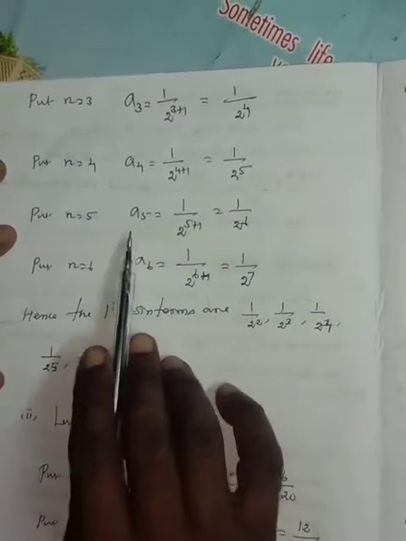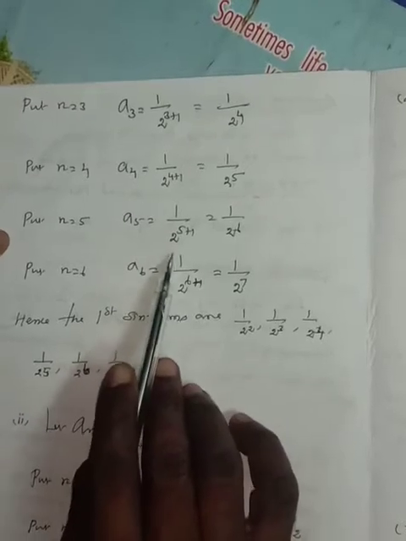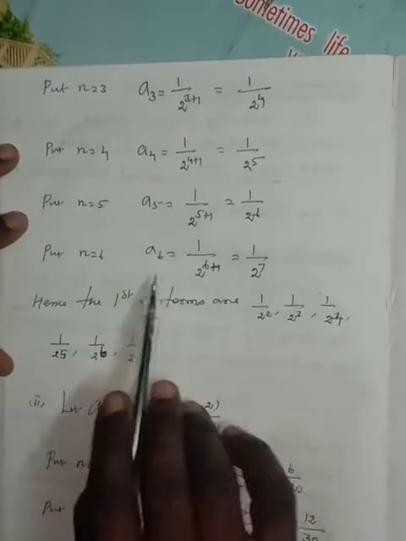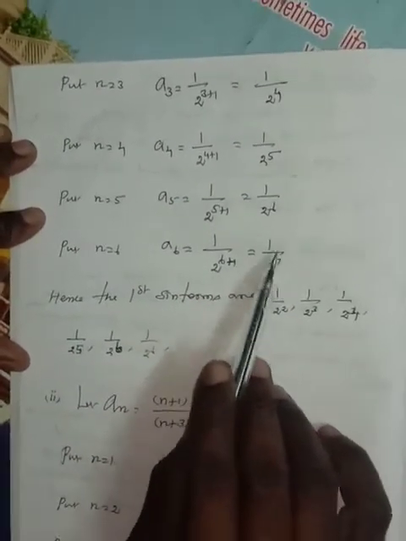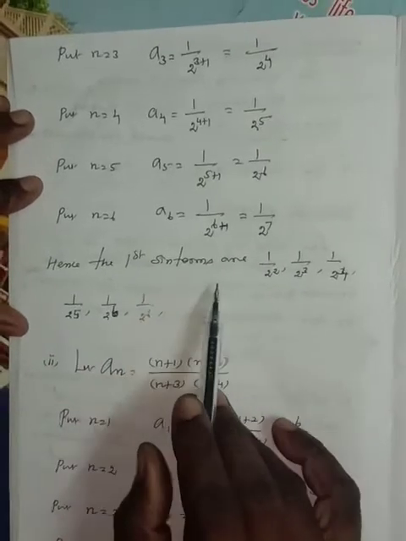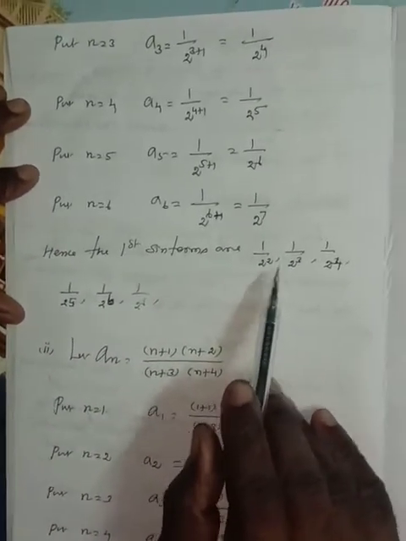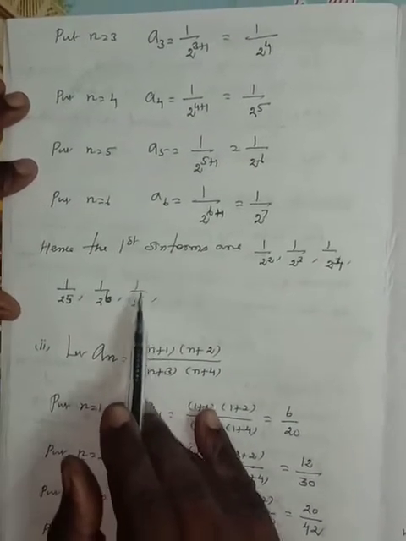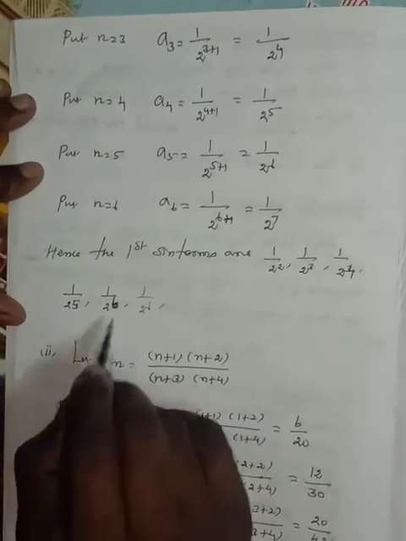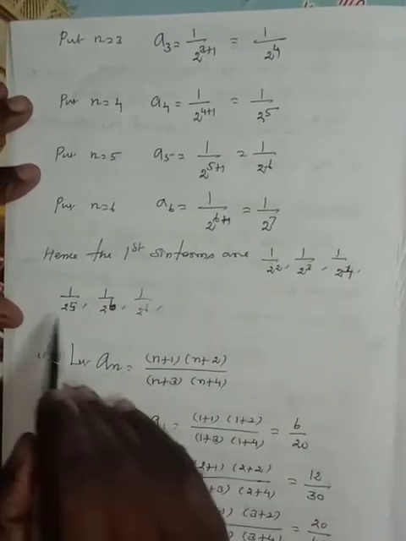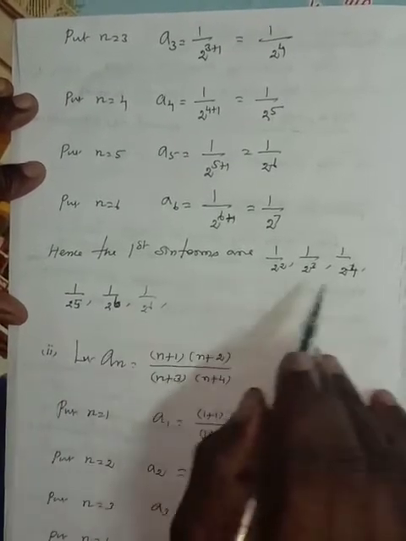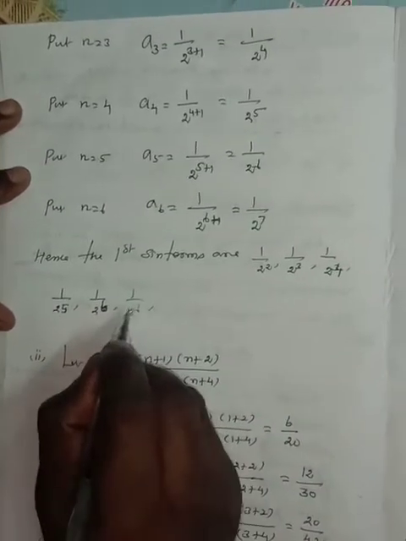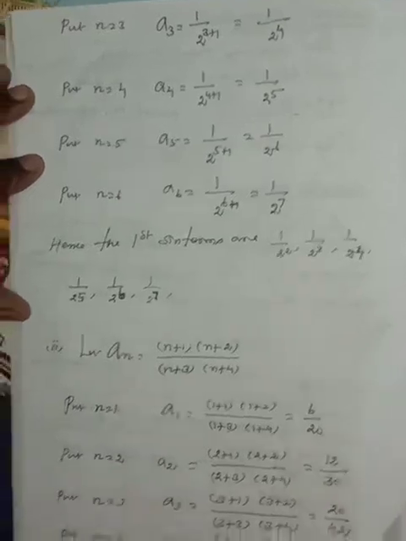Put n is equal to 5, a5 is equal to 1 divided by 2 power 5 plus 1, which is 1 divided by 2 power 6. Put n is equal to 6, a6 is equal to 1 divided by 2 power 6 plus 1, which is 1 divided by 2 power 7. Hence the first 6 terms are 1 by 2 square, 1 by 2 power 3, 1 by 2 power 4, 1 by 2 power 5, 1 by 2 power 6, 1 by 2 power 7.